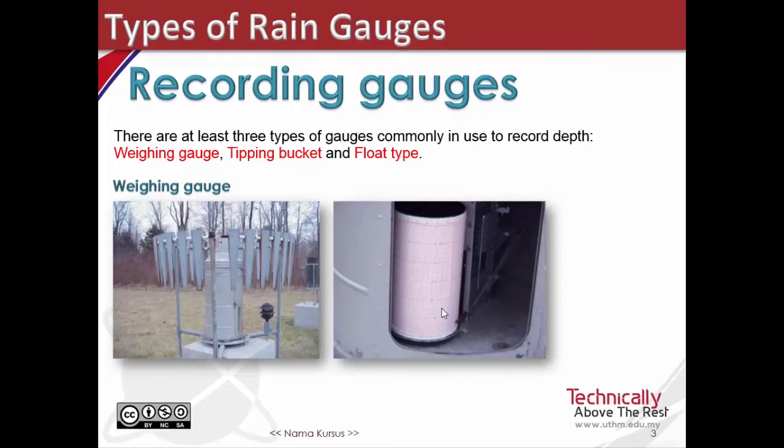The weighing type recording gauge also contains a device to measure the quantity of chemicals contained in the location's atmosphere. This is extremely helpful for scientists studying the effects of greenhouse gases released into the atmosphere and their effects on the levels of acid rain.